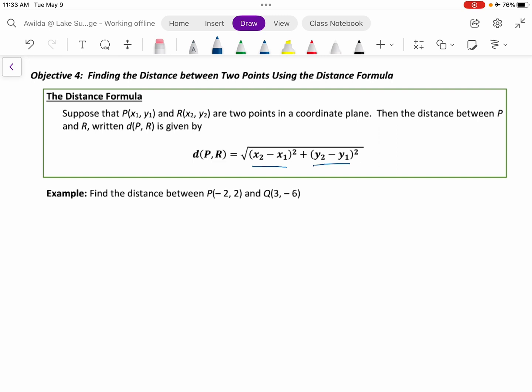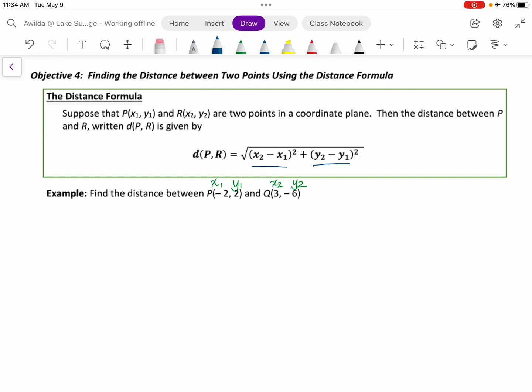We are going to find the distance between the points -2, 2 and 3, -6. Let's start by labeling the 4 coordinates. -2 will be x sub 1. +2 will be y sub 1. +3 will be x sub 2. And -6 will be y sub 2.